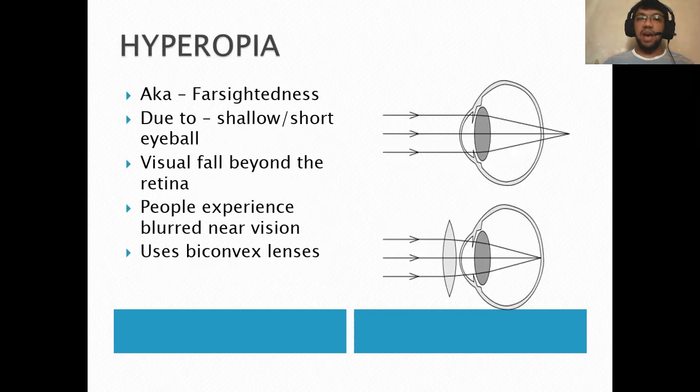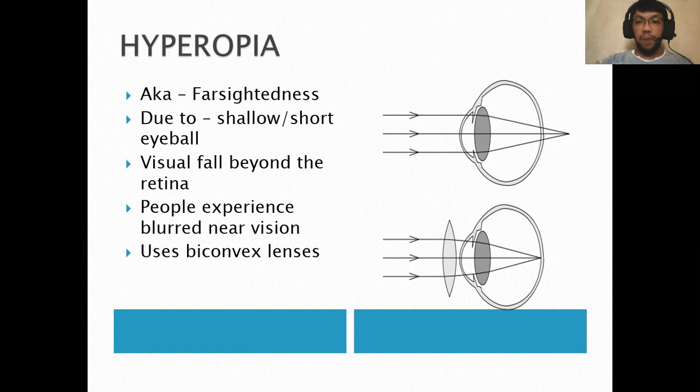Next, we have hyperopia, also known as farsightedness. So this is the opposite of myopia. So this is due to shallow or short eyeball. My mother has this because when she is texting or sending a message, she reads her cell phone like this. She is going to use her phone far away from her face in order for her to read the messages that she has.